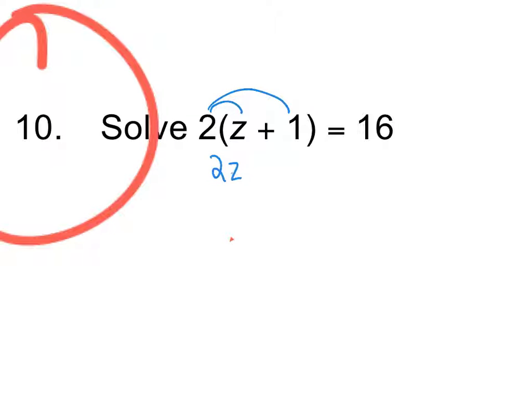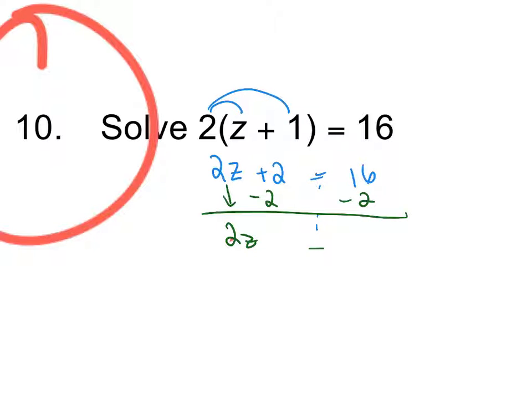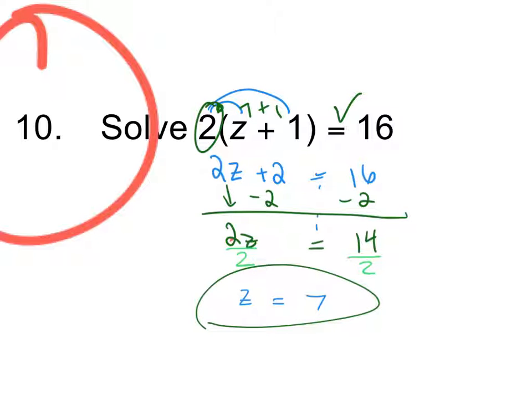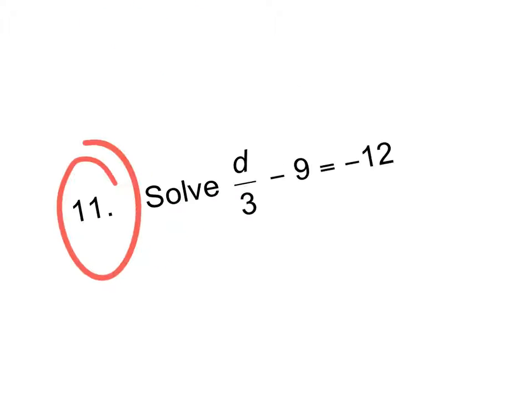Okay, number 10, solving for z. Distribute, and you get 2z plus 2 is equal to 16. Subtract 2 on both sides, and you get 2z is equal to 14. And then when you divide by 2, you get that z is equal to 7. And again, you can check your work. 7 plus 1 is 8. 8 times 2 is 16, so I know that it is correct. And I can circle my answer.